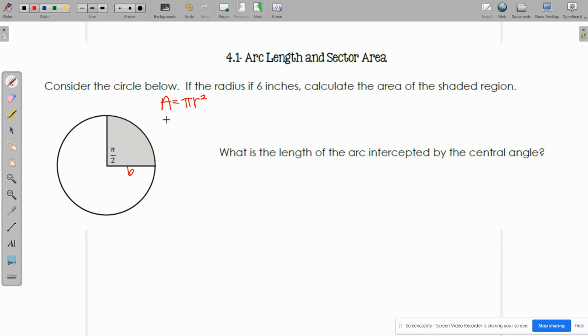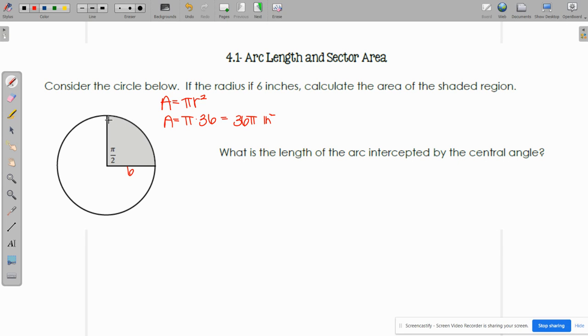So if we wanted to find the area of the entire circle, we would take pi and multiply it by r squared. So 6 squared is 36. So the entire circle has an area of 36 pi square inches, which of course we could type into the calculator to approximate. But because this angle right here is pi over 2, I know that that is 1/4 of the entire way around the circle because there's 2 pi radians in a circle.